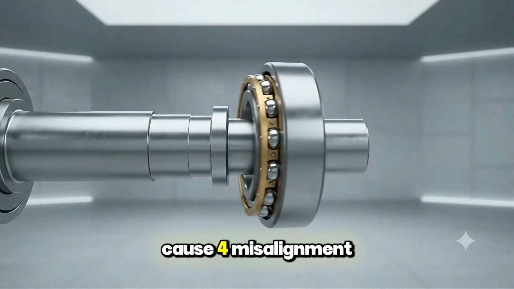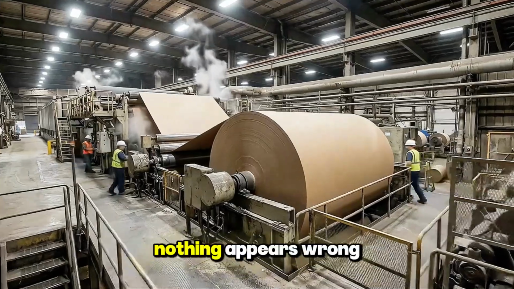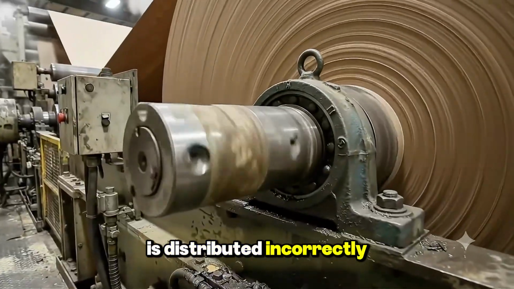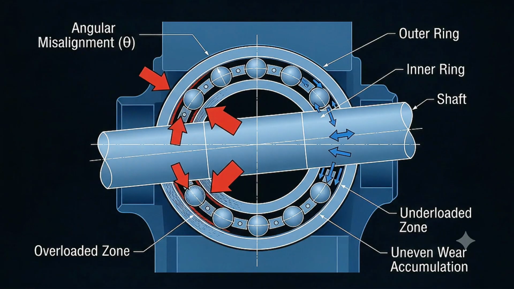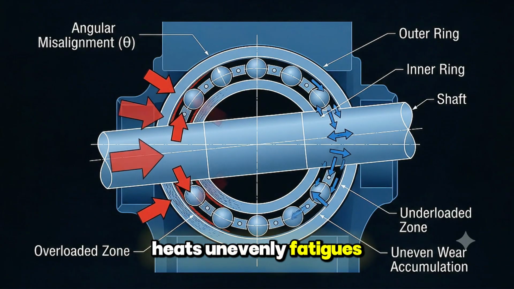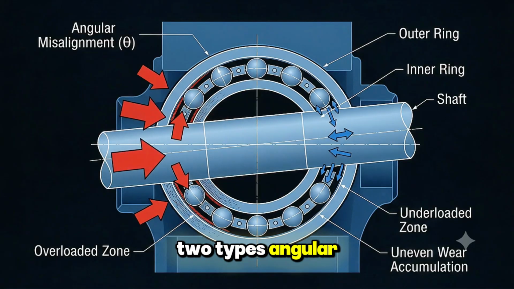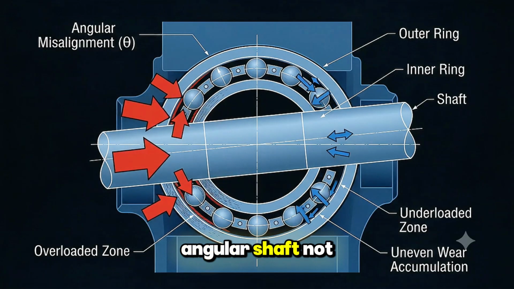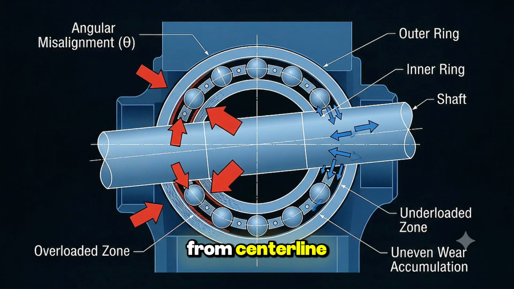Cause 4. Misalignment. Deceptive. The machine runs. Nothing appears wrong. But inside, load is distributed incorrectly. One zone of the race carries disproportionate load, heats unevenly, fatigues unevenly, fails early. 2 types, angular and parallel. Both destroy bearings at different rates. Angular, shaft not perpendicular. Parallel, shafts offset from center line.